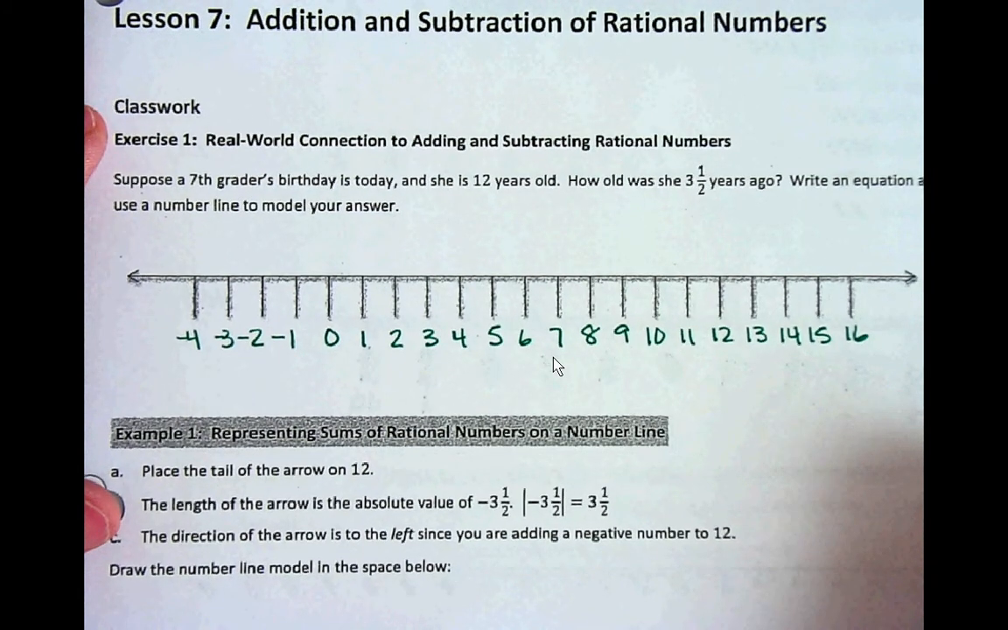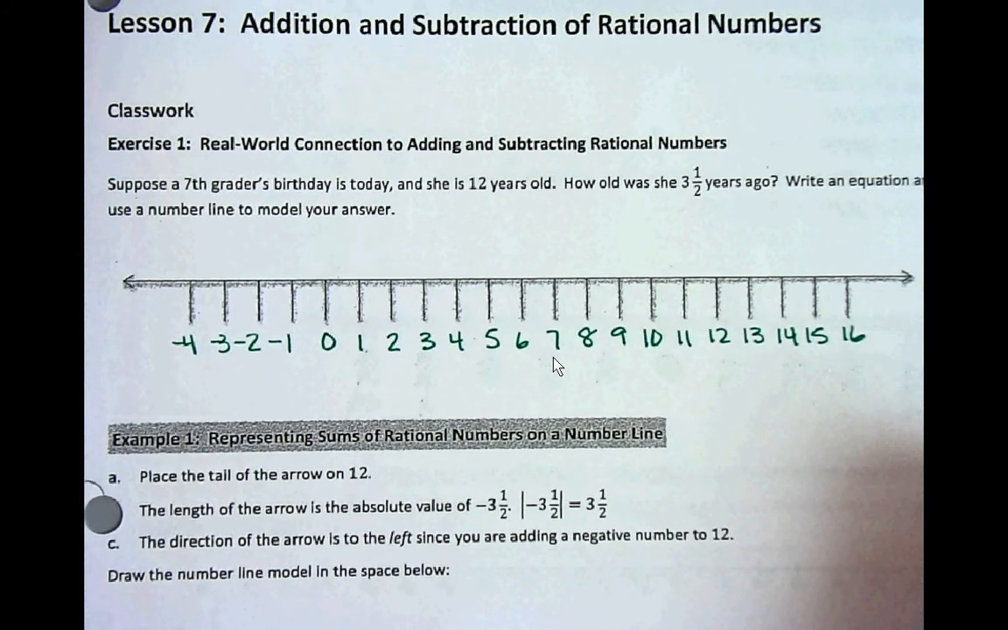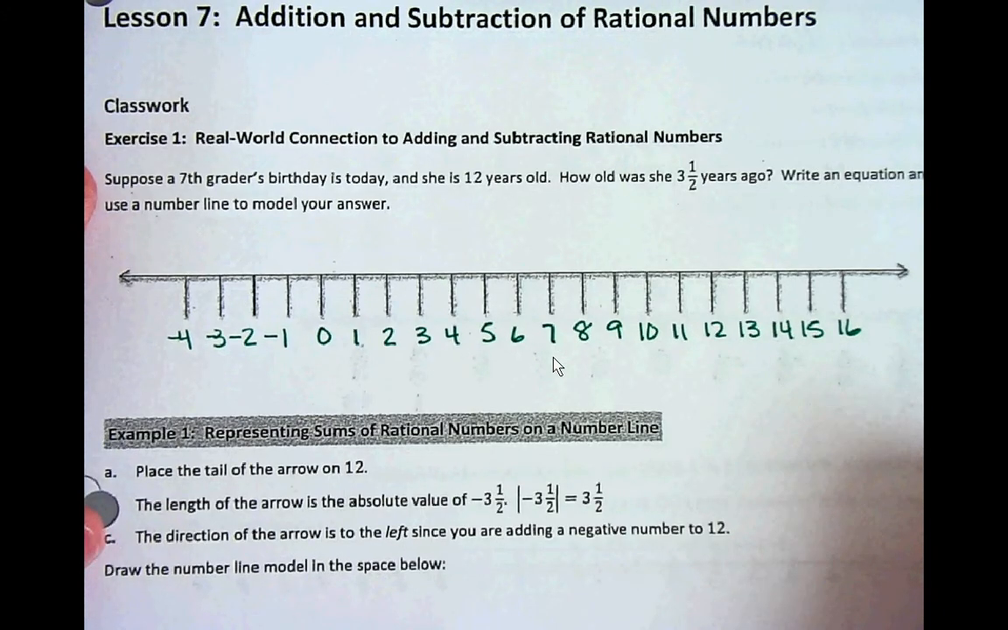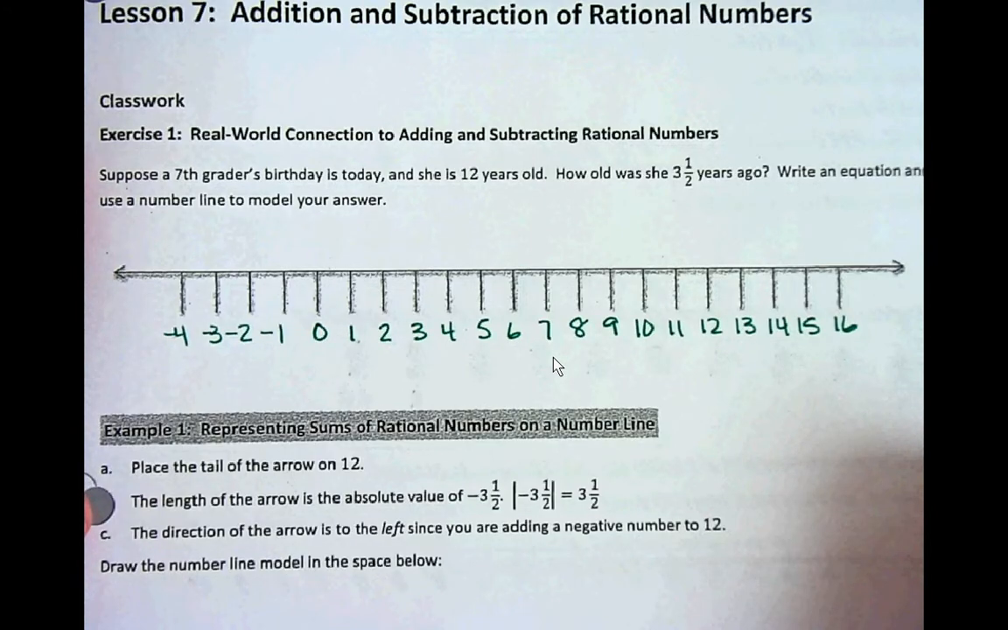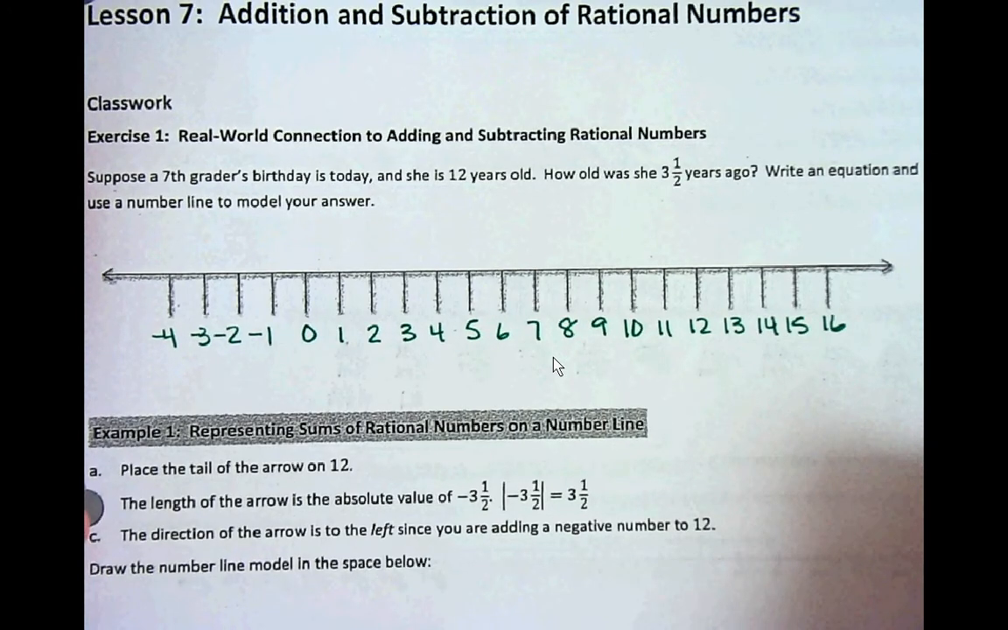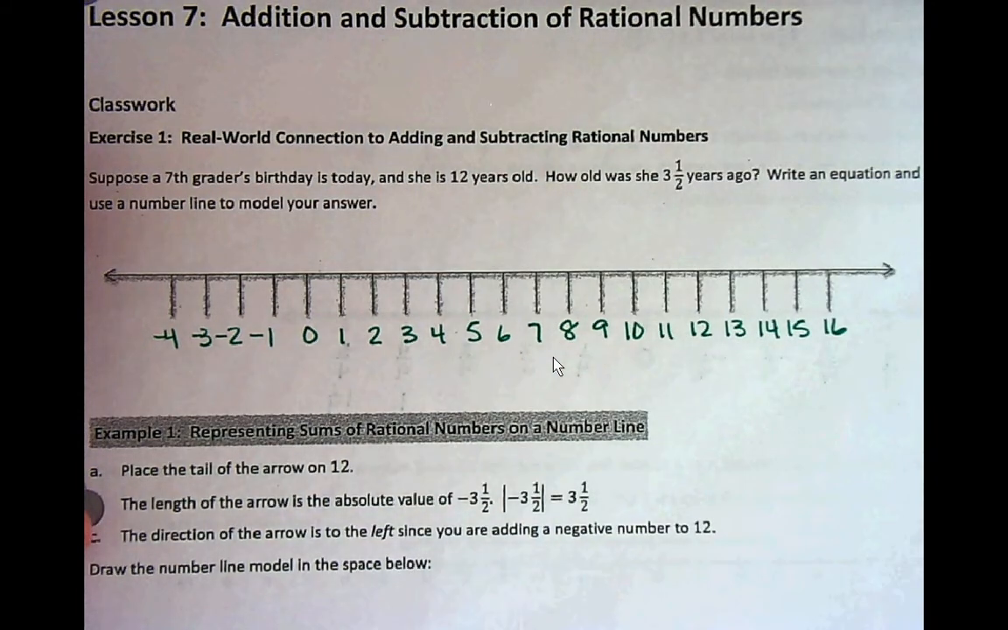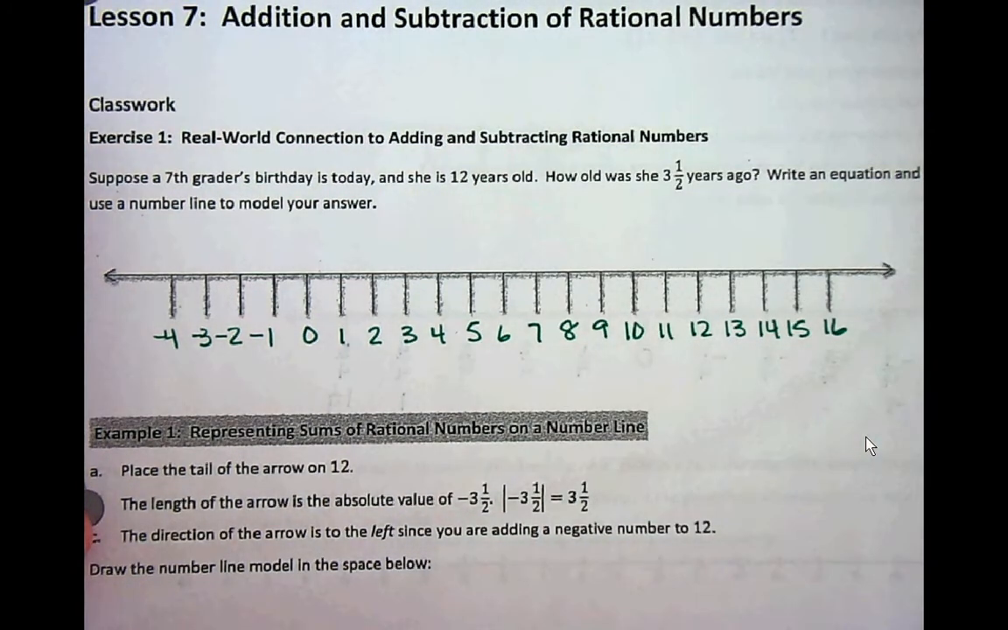So, suppose a 7th grader's birthday is today, and she is 12 years old. How old was she 3.5 years ago? And we want to write an equation using the number line to model our answer. So I've already put the numbers in here. Let's go ahead and show how we'd model this.